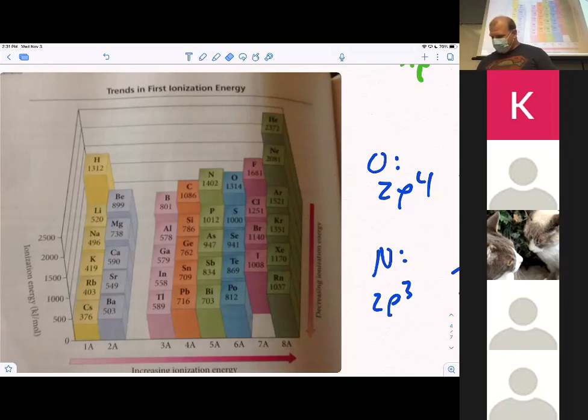The other trend: going from left to right, the size decreases, but you notice the first ionization energy tends to increase, but it's not smooth, right? You can see here that from beryllium to boron, it goes down. And then from nitrogen to oxygen, it goes down. It's easier to rip off an electron from oxygen than it is from nitrogen. That's kind of weird, right? So why is this weird?